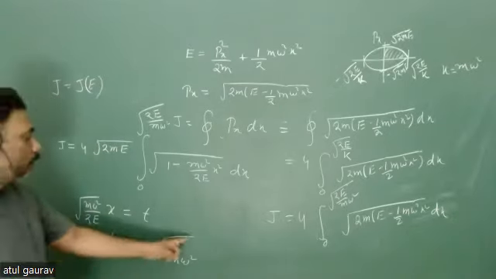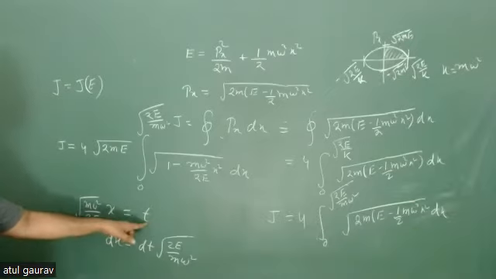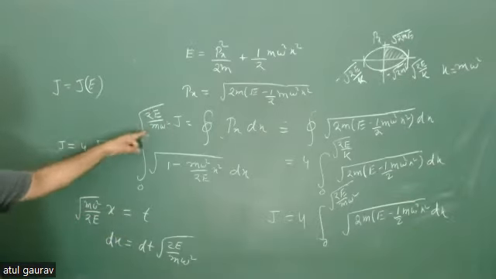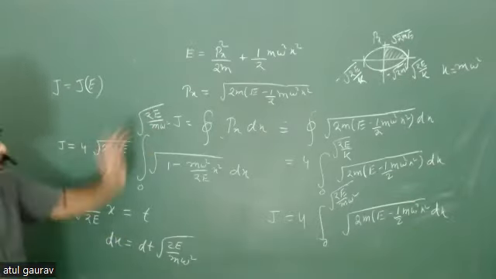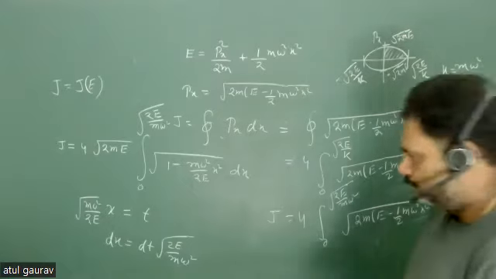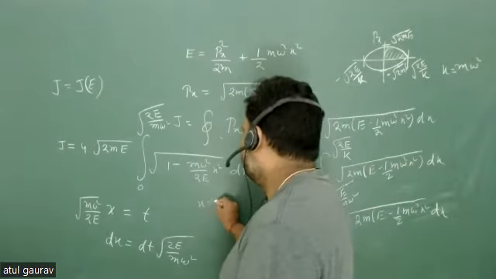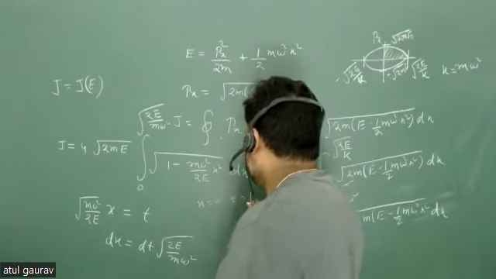Now look at the beautiful part. If x is equal to 0, t is equal to 0, and if x is equal to root under 2E upon m omega square, t is equal to 1. Are you people comfortable? Yes, sir. Sorry, if x is equal to 0, then t is also 0. Then when x is equal to root under 2E upon m omega square, t is equal to 1. So we have made a very wonderful trick that my integration will always be from 0 to 1. Are you getting my point?